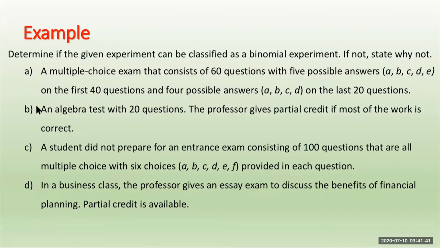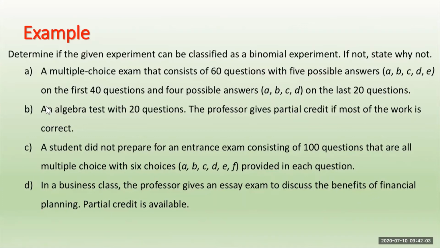If you remember the conditions for the binomial experiment, there were 4 conditions. The first one is the number of trials must be fixed. Okay, n must be fixed. That is the first thing. And each trial can have 2 outcomes only. You cannot have more than 2 outcomes. And the outcome of each trial must be independent of each other.